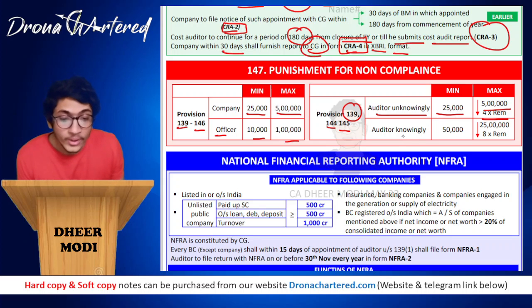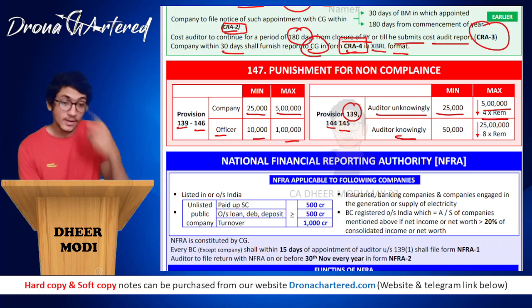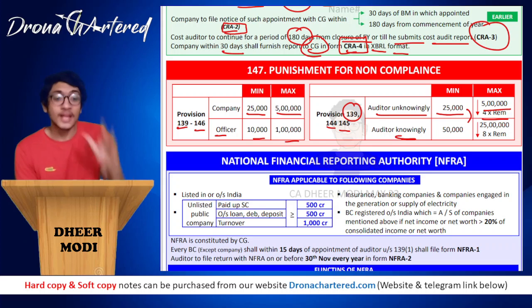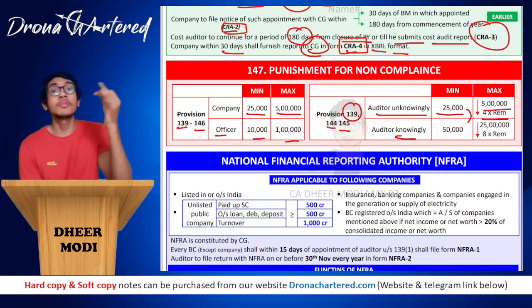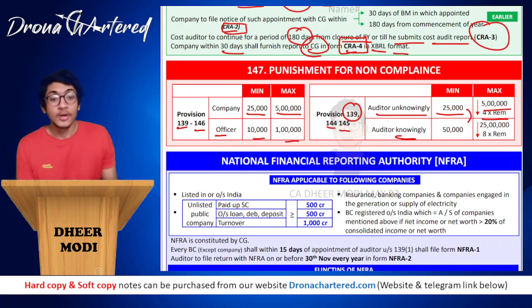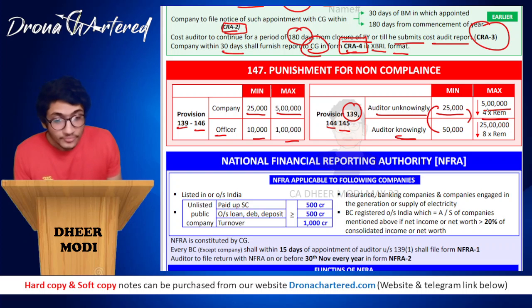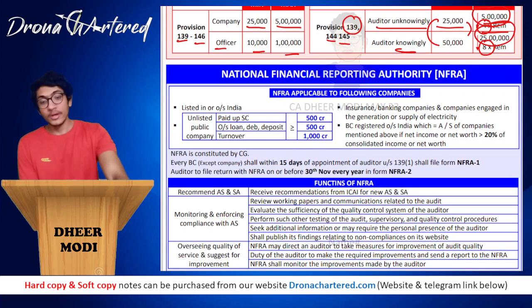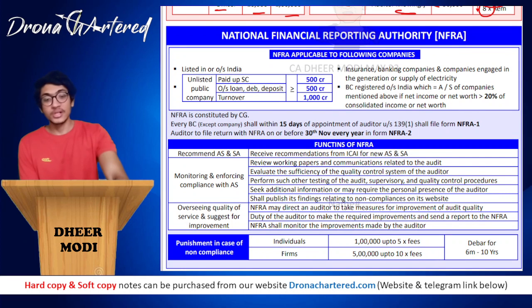Or if the auditor knowingly does this, see over here the amount has doubled from 25,000 to 50,000 as your minimum penalty, and your maximum, instead of 5 lakh, becomes 25 lakh, 5 times. And 4 times the remuneration becomes 8 times the remuneration, that means double. Okay, so this became double, your 4 times became double 8, and your 5 lakh became 5 times, that is 25 lakh.